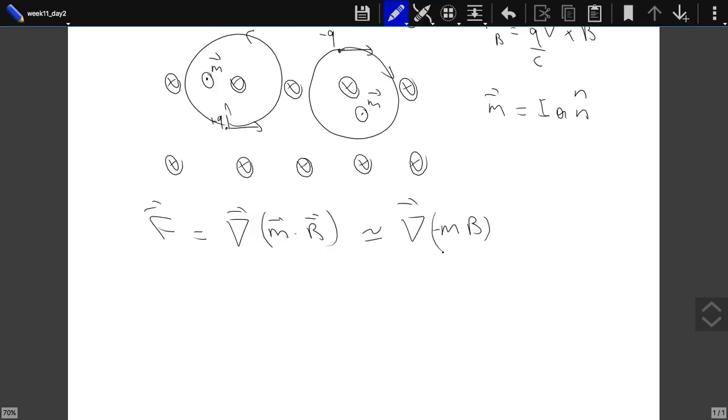We know that on the average, the direction of this m will be in the opposite direction to B. So m dot B will be minus the product of their magnitudes. So this is minus m times the gradient of B. So the direction of the force is in the opposite direction to the gradient of the magnitude of B. While the gradient of a scalar function tells us in which direction that function is increasing.